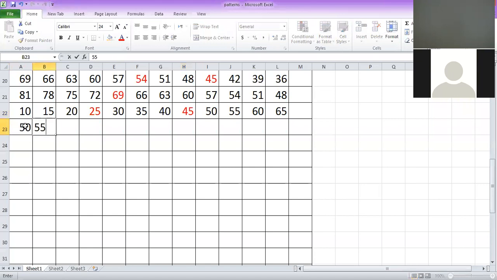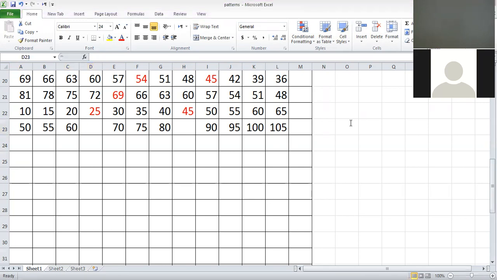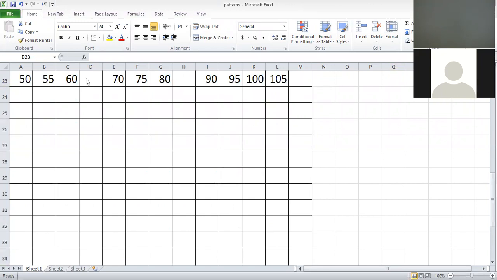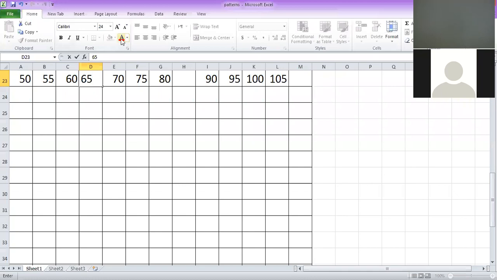One more pattern now, guys. Here you have to identify the pattern and tell me the answer. After 60, what will come next? Ali Nizar, can you tell me after 60, what number should be there? Sixty-five. Very good. How do you know? Because we are adding fives. That's very good. Thank you.